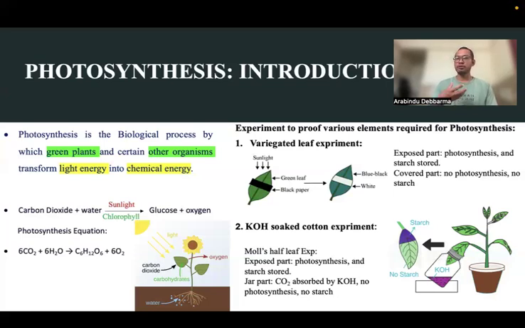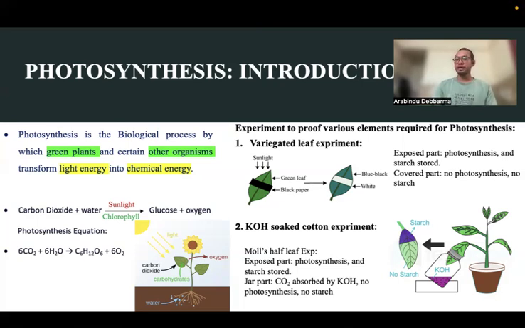Now, if we go to the chemical equation, the photosynthesis chemical equation, to prepare one molecule of glucose, you need six molecules of carbon dioxide and six molecules of water, and six molecules of oxygen are released during this process.